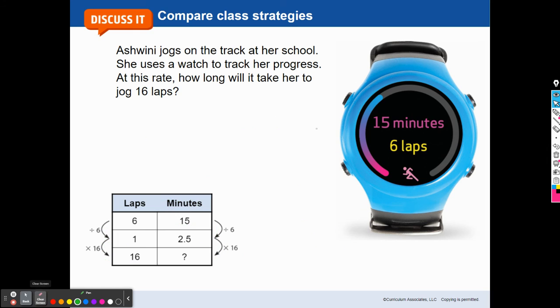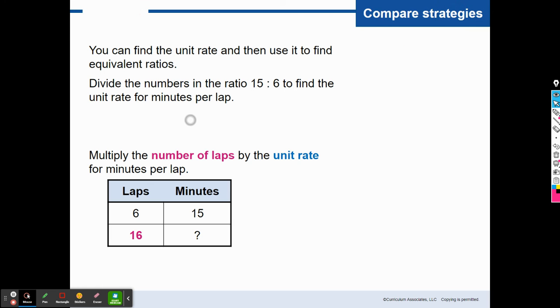All right, so that's a strategy, right? Now it says compare strategies, so we're going to be looking at a different strategy now, okay? You can find the unit rate and then use it to find equivalent ratios. So divide the numbers in the ratio 15 to 6 to find the unit rate for laps or minutes per lap. So you don't have to find a rate. You can just take your 2 parts, minutes to laps, and divide them. Set them up as fractions and divide them, which is what they did.